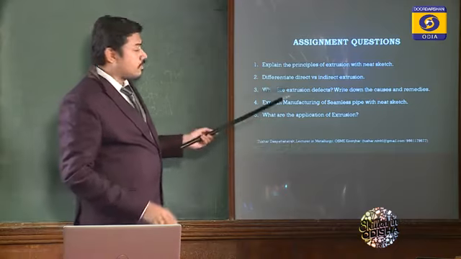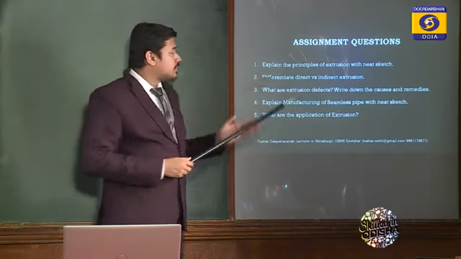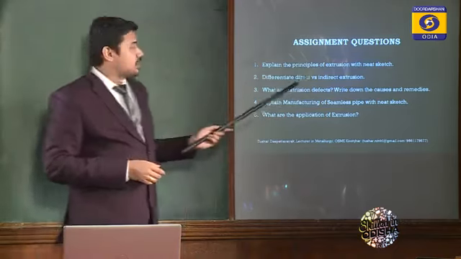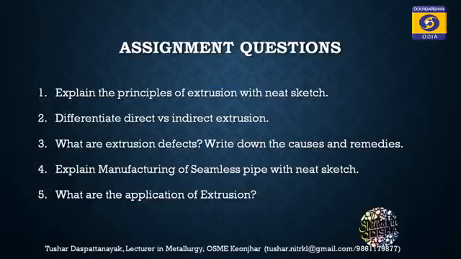Okay, these are the assignment questions for you students. First one is explain the principle of extrusion with a neat sketch. Differentiate direct and indirect extrusion. What are extrusion defects? Write down the causes and remedies. Number 4, explain the manufacture of seamless pipe with a neat sketch.